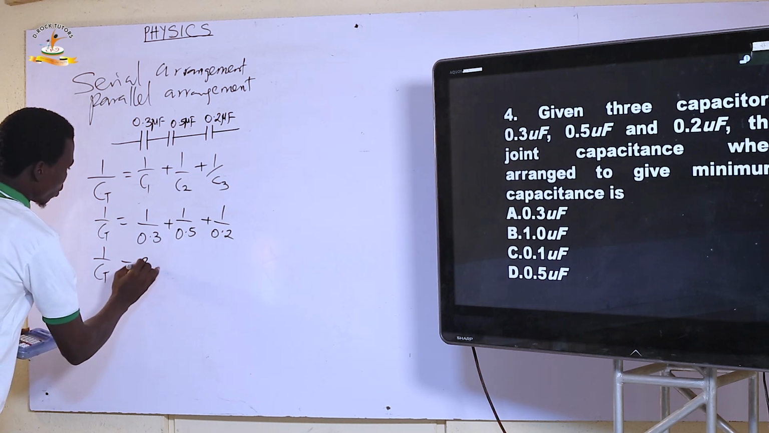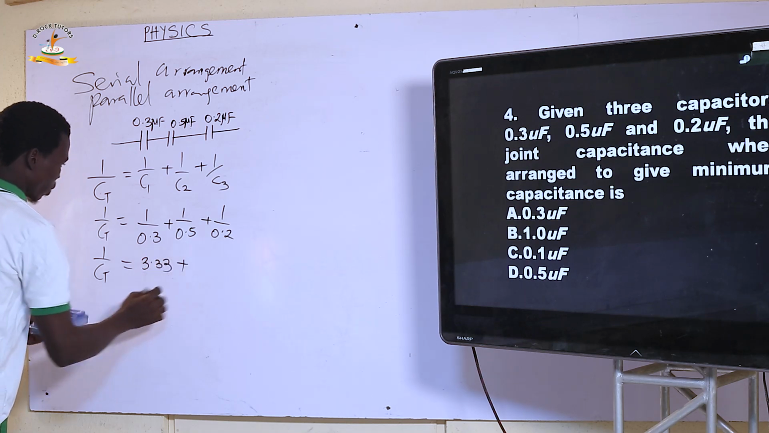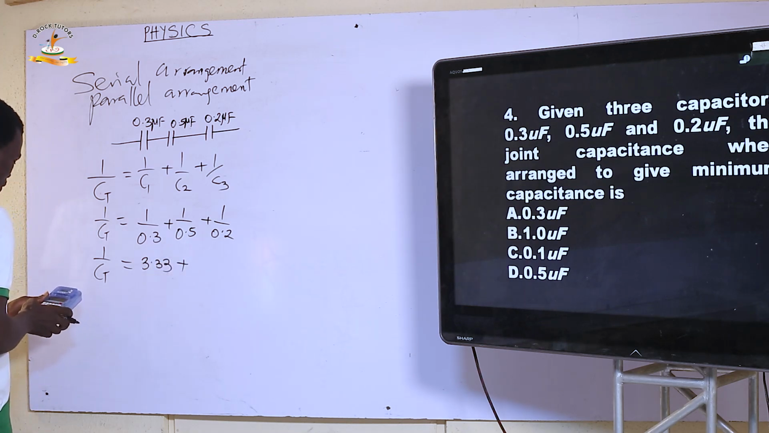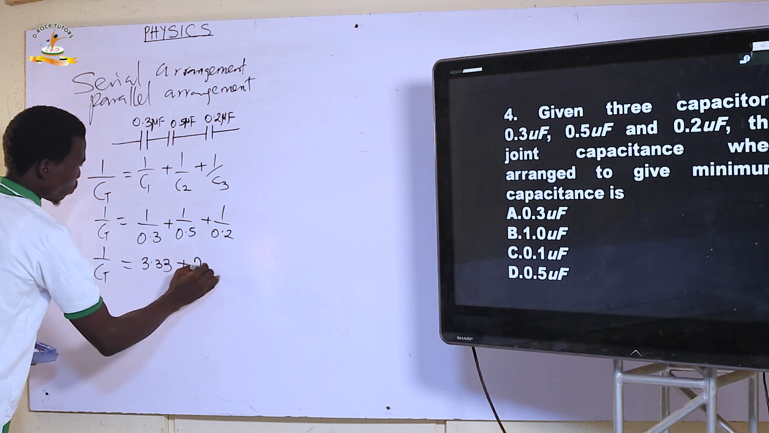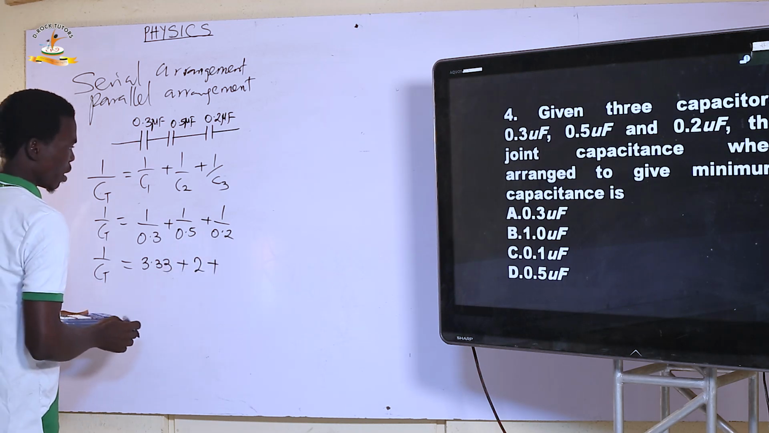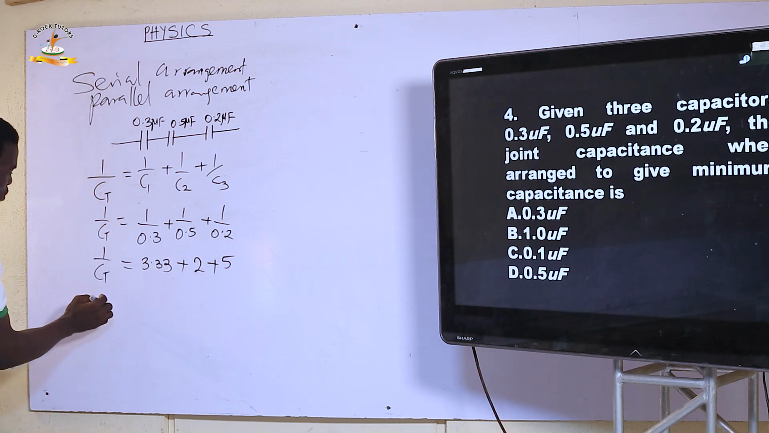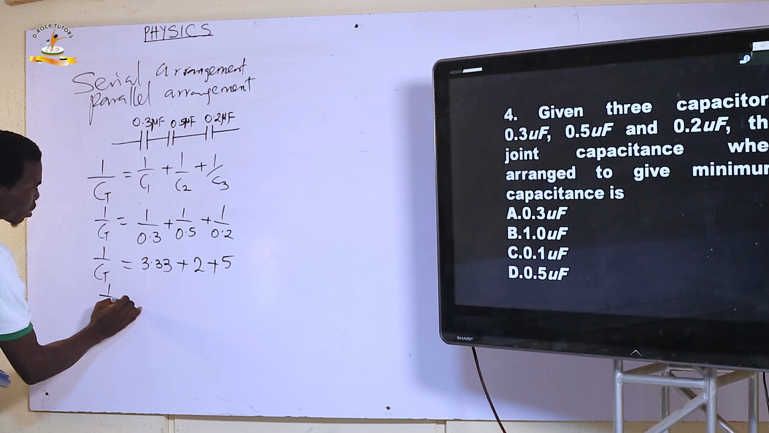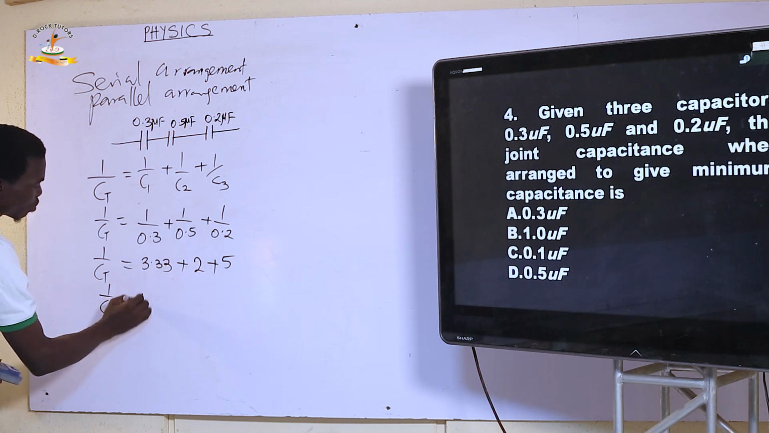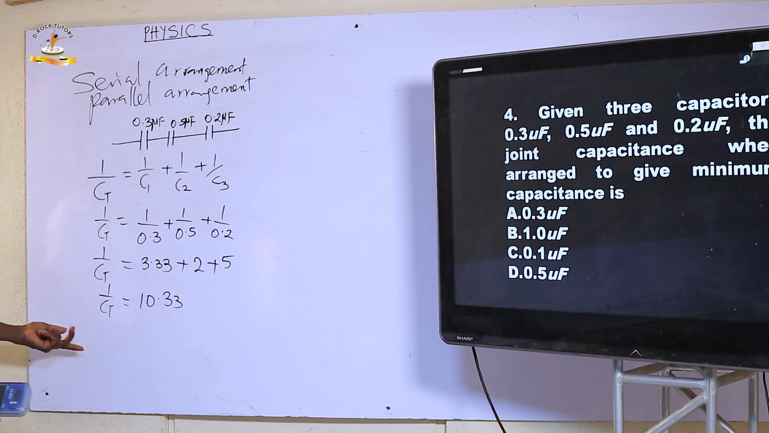This is 3.33. Let's use 2 decimal places, plus 1 over 0.5, that is going to be 2, plus 1 over 0.2, and that is going to be 5. So our total there: 1 over C total equals, obviously this is going to be 7, so it's going to be 10.33. However, this is just 1 over C total.